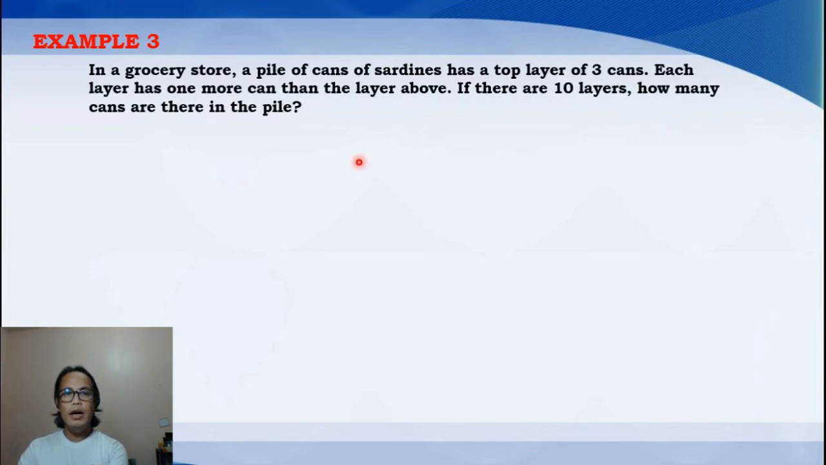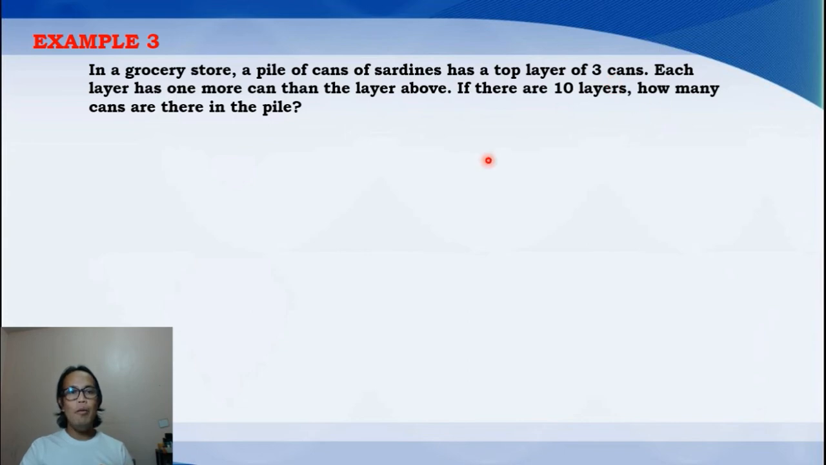In a grocery store, a pile of cans of sardines has a top layer of 3 cans. Each layer has one more can than the layer above. If there are 10 layers, how many cans are there in the pile? So if we are going to analyze this problem, the top layer of the pile of cans of sardines contains 3 cans, and each layer contains one more can than the layer above. So if there are 3 cans of sardines on the top layer, the next layer to that is 4, then the next layer is 5, then the next layer is 6, until it goes to 10 layers.